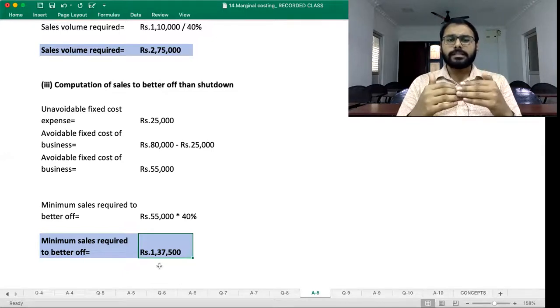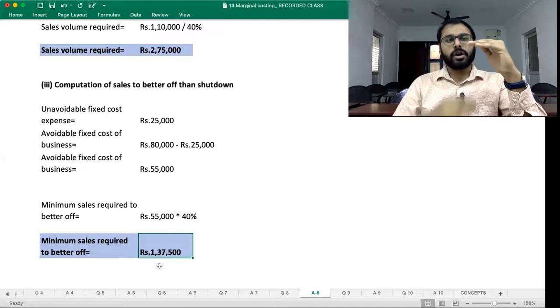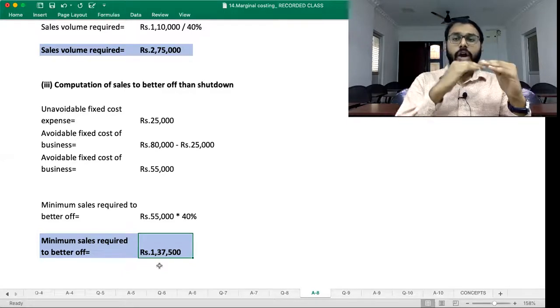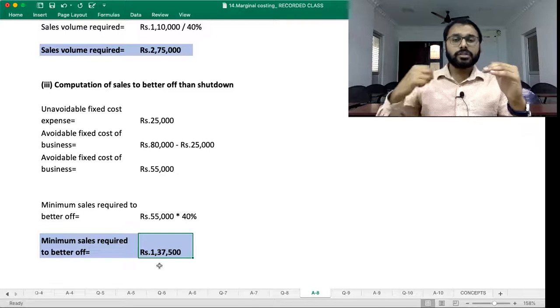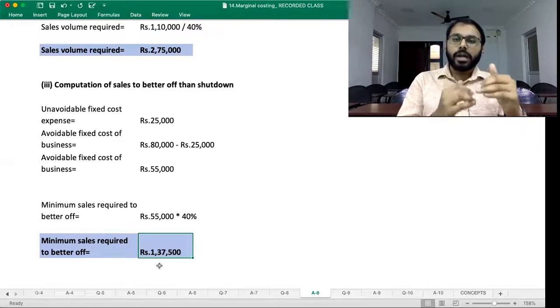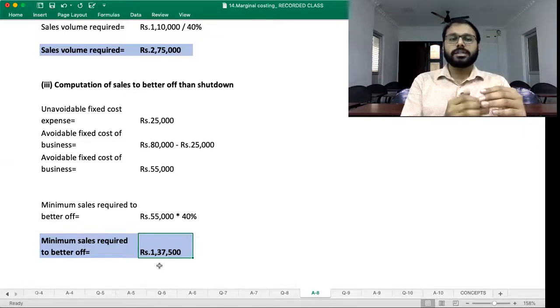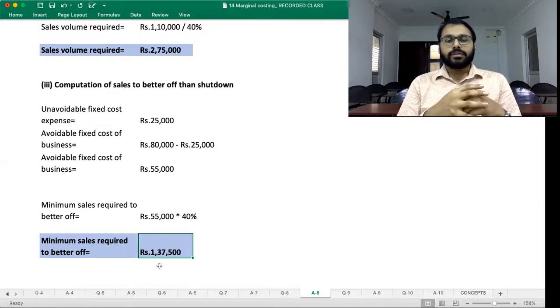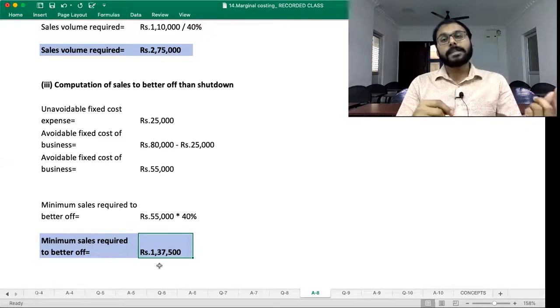Understand that sales minus variable cost would give you the contribution. Contribution minus the fixed cost is going to become 0. My contribution should be equal to this fixed cost, right? So that is this 55,000. I should be able to recover at least this 55,000, so for that, how much should I sell? I should sell 1,37,500 rupees to recover at least this 55,000 after meeting my variable expenditure. So this is what you have to understand from this question.